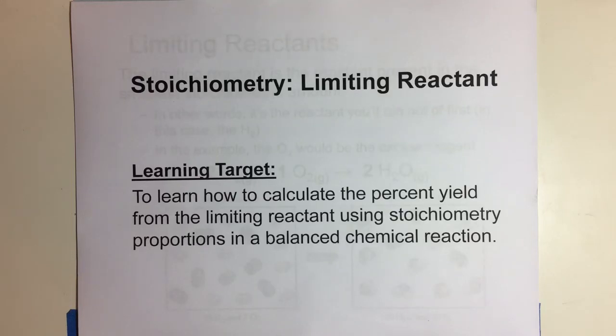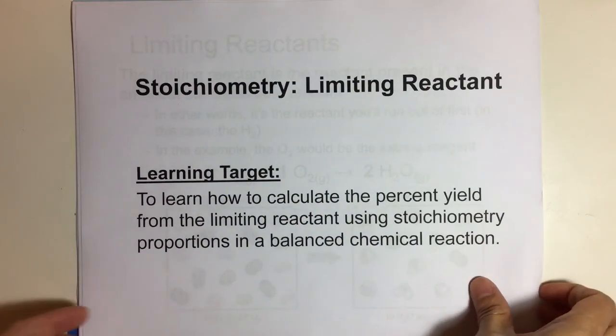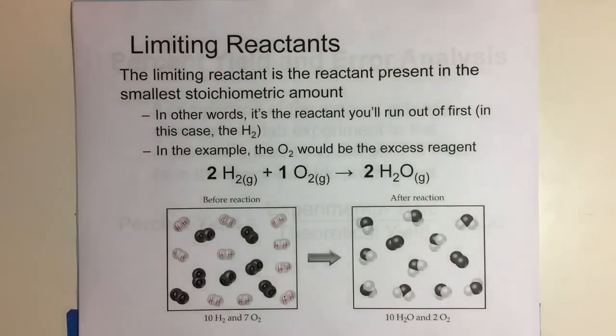This video is a stoichiometry video about limiting reactants specifically. Today's learning target is to learn how to calculate the percent yield from the limiting reactant using stoichiometric proportions in a balanced chemical reaction. So let's begin with the concept of limiting reactants.